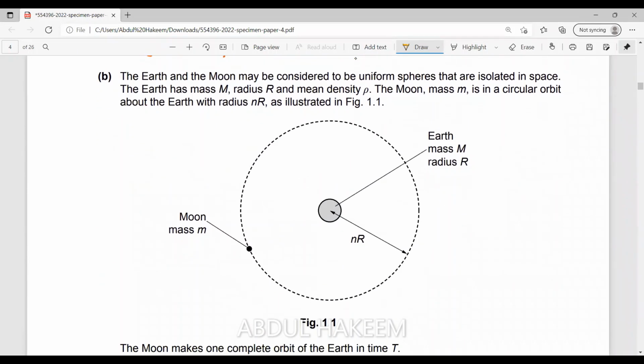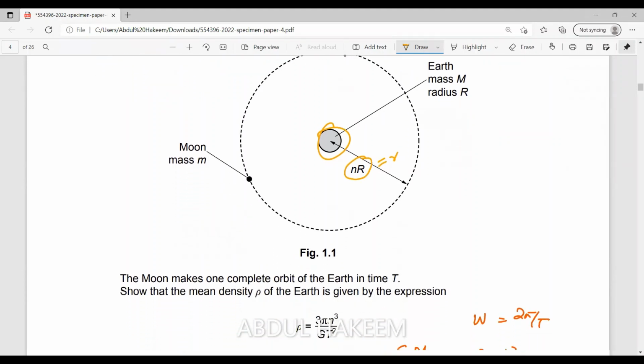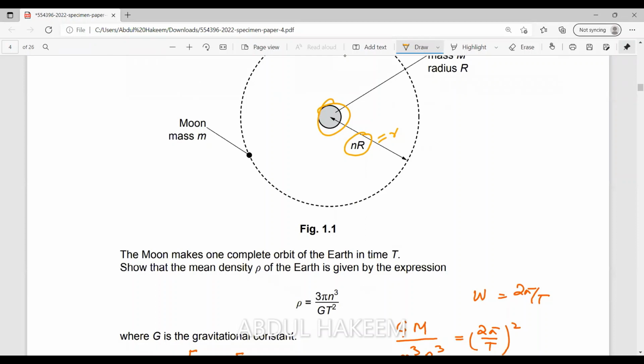Now, move to the next one. The Earth and the Moon may be considered to be uniform spheres that are isolated in space. The Earth has a mass M. This is Earth, and its radius is capital R and the density rho. The Moon of mass m is in a circular orbit of Earth, and the radius of the orbit, mean this radius r, is equal to n times R. The Moon makes one complete orbit of the Earth in time T. Show that the mean density rho of the Earth is given by this expression.